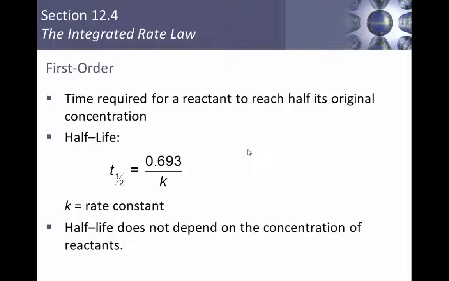For instance, if the half-life is 2 minutes, then every 2 minutes, half of the original concentration will have changed into product. And so this is a good formula to remember for helping you to calculate k.